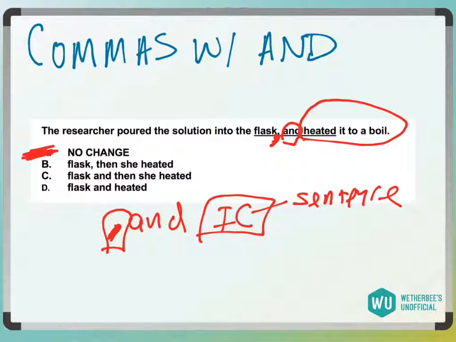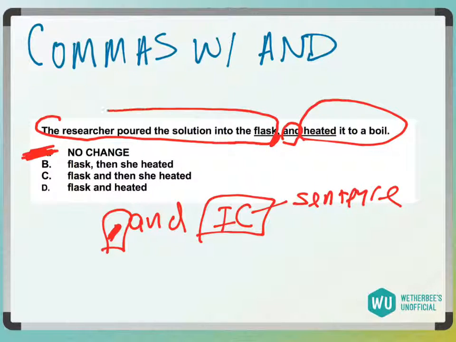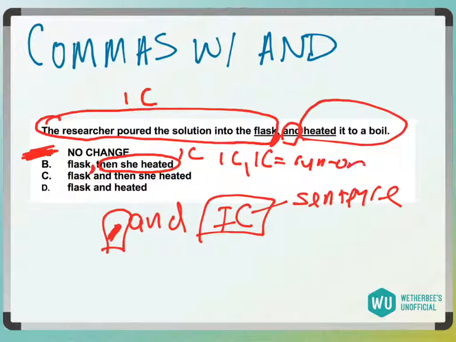Answer choice B, we have the researcher poured the solution into the flask. Is this an independent clause? The researcher poured the solution into the flask. This is an independent clause. It's a full sentence, right? And then we have a comma, and then we have, then she heated it to a boil. Then she heated it to a boil is also an independent clause, and we don't want to do independent clause, comma, independent clause, because that is a run-on, right? So B is knocked out.